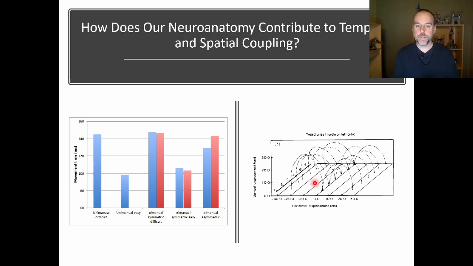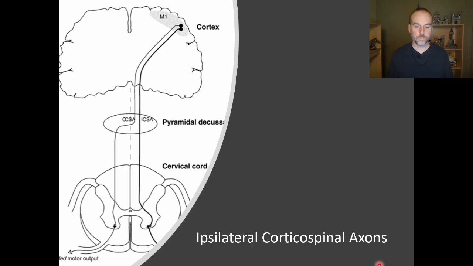What we're going to see today is that the way we're wired, the way our nervous system is connected, also contributes to coupling. It's not just a cognitive psychology phenomenon, but it's also built into our cognitive neuroscience. And hopefully that makes sense as we look through 3 examples. The first example we're going to look at are ipsilateral corticospinal axons. And hopefully corticospinal axons is familiar because these have come up a few times in the course.